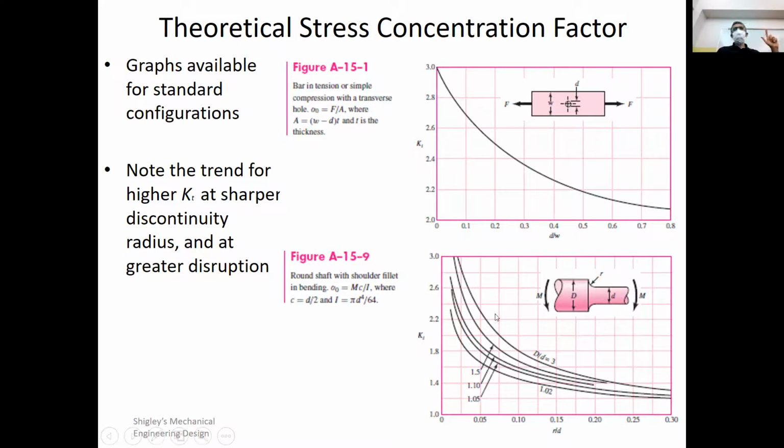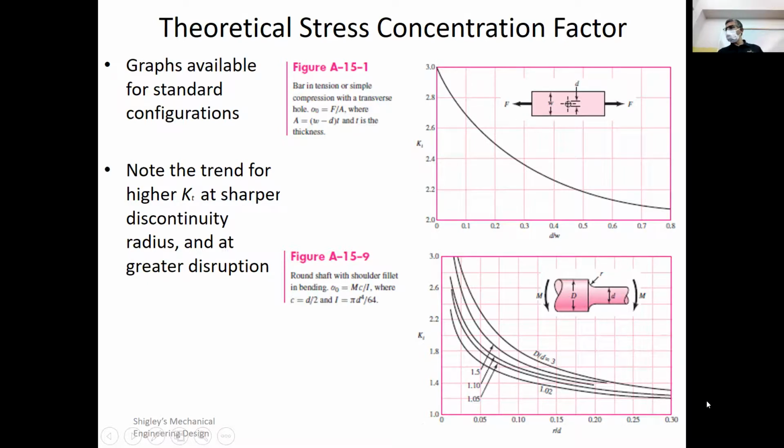Another example is this part in bending, where it could be that of a stepped shaft. So there is a change in the diameter, and this part is bending. Again, the KT is going to depend on the radius of the fillet divided by the smaller diameter, as well as the ratio of the larger diameter to the smaller diameter. That's why there are multiple curves. And I think you all recall how to use them.